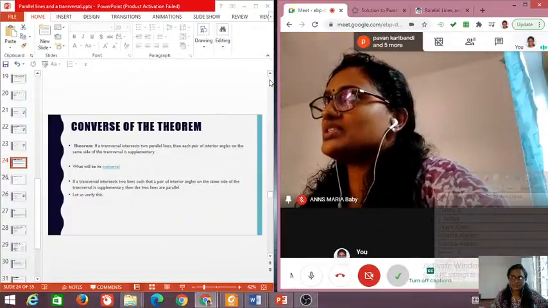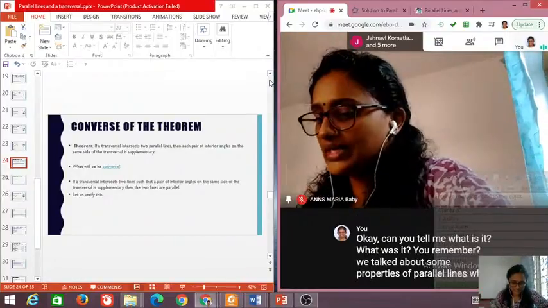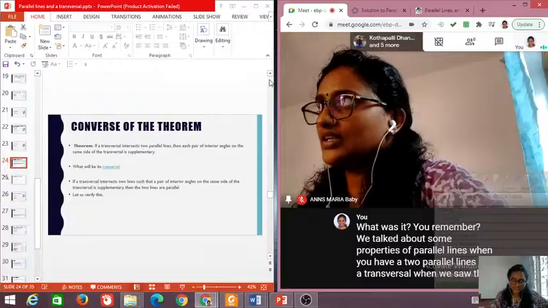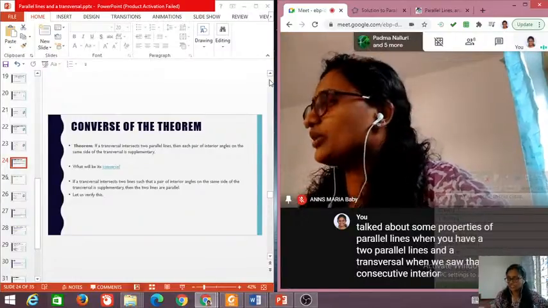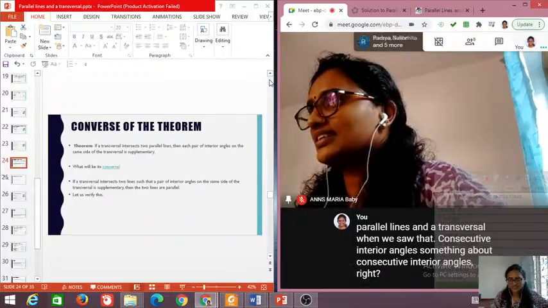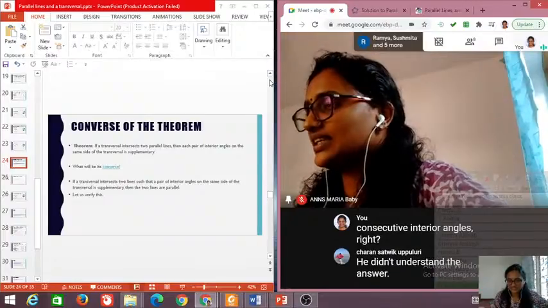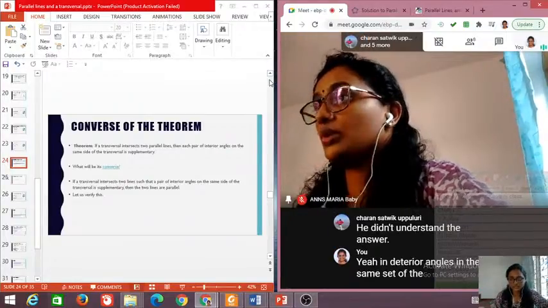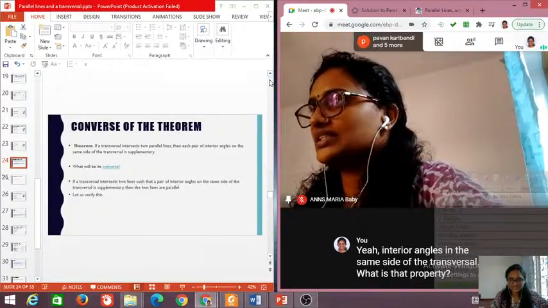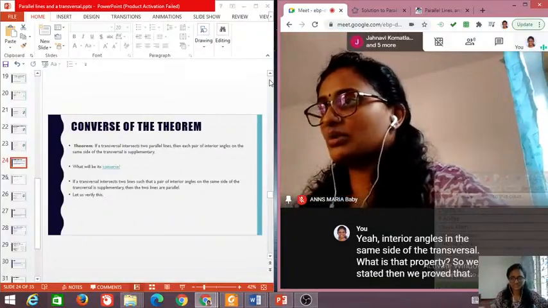We talked about some properties of parallel lines, when you have two parallel lines and a transversal. We saw something about consecutive interior angles, right? Interior angles on the same side of the transversal. What is that property? We stated it as a theorem and we proved that. So tell me, what is that property?